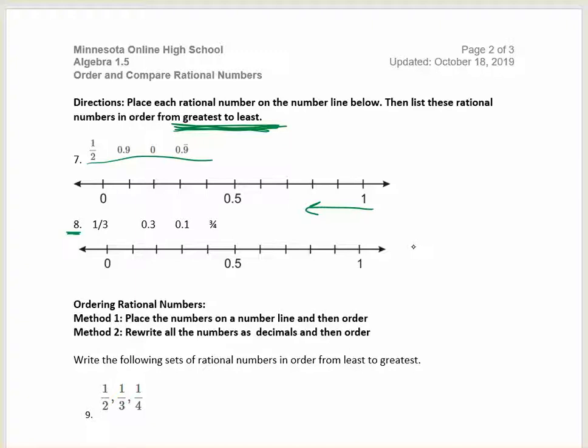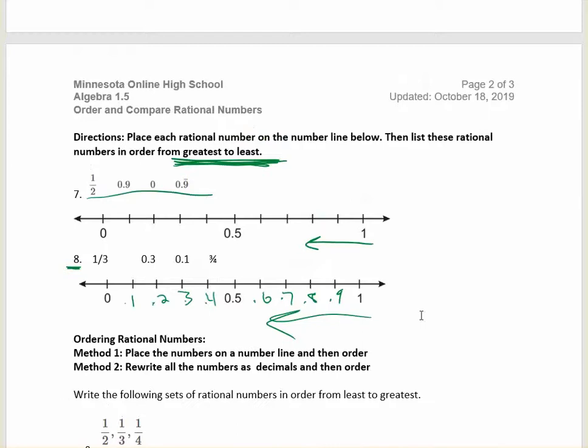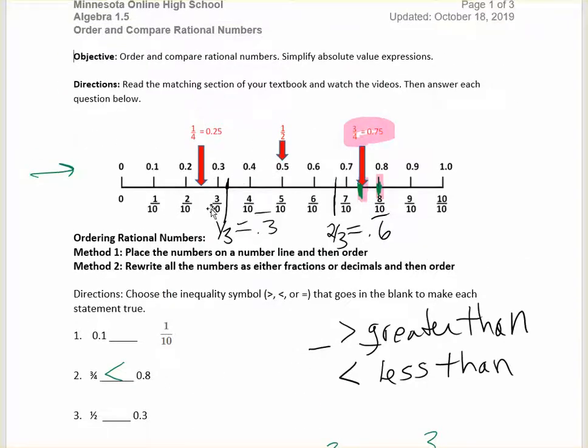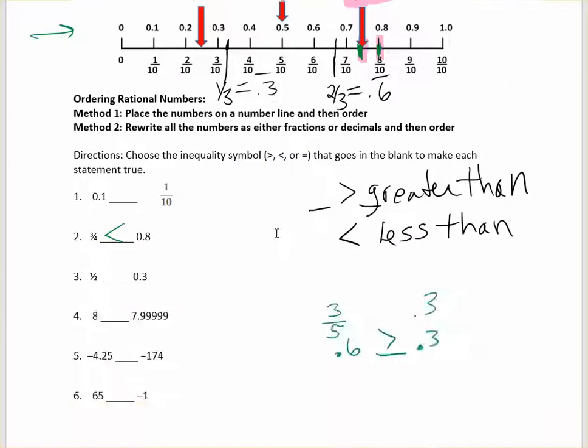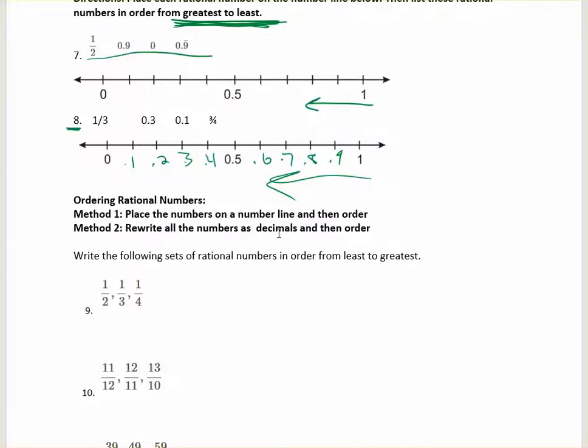I'm going to put these on the number line, and then I will write them in order from greatest to least. So 1/3. Let's fill this in a little bit. 1/3 was one of the ones that I added to this number line. And I can see that 1/3 is between 0.3 and 0.4, and it's equal to 0.333. So I'm going to put that on the number line right here. And I'm going to label it so I can remember what it is. Then 0.3 is next. That's very close to it, but a little bit less than it, isn't it? And then 0.1 is right here.